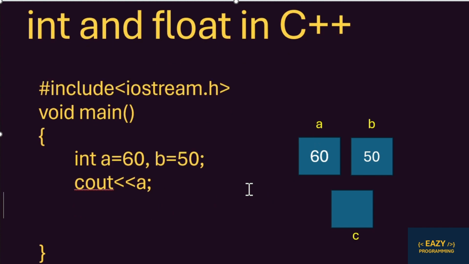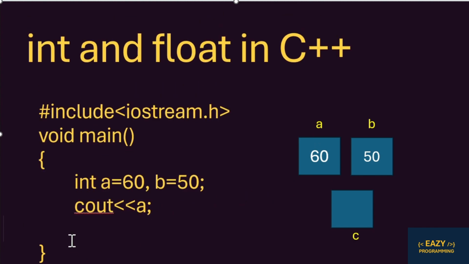Then I will give a semicolon, and again to print the value of B, I will write cout, two left arrows and B. Again I will not write it in double quotes. If I write it in double quotes, it will print B, but I will write it only as B, so that it will not print B, but it will print the value of B that is stored in the memory space.